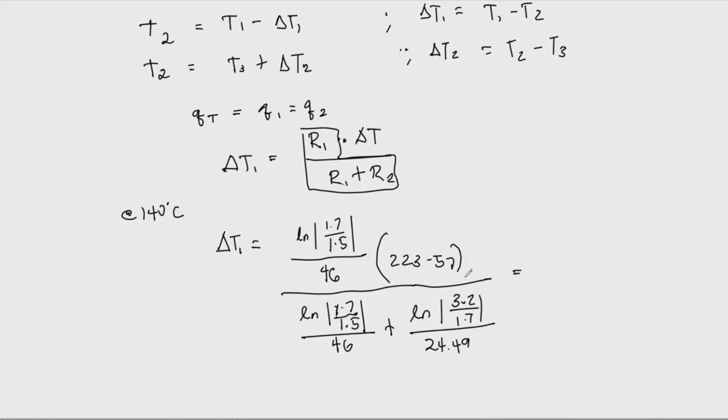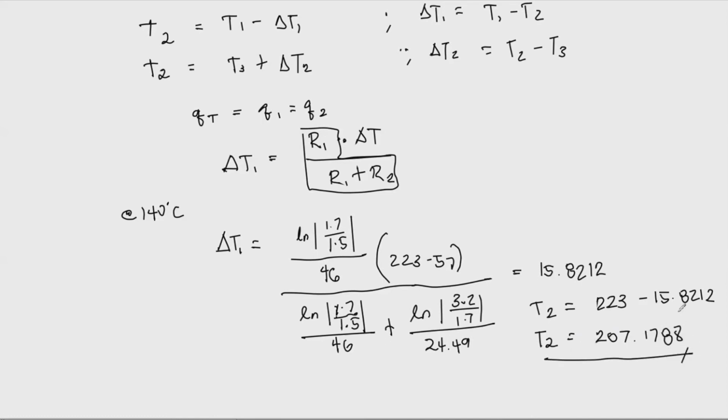So the change in temperature is 15.8212 for temperature at 140 degrees Celsius. In this case, if you wanted to find T2, then T2 is equal to the first temperature, which is 223, then subtracted with 15.8212. Then therefore, T2 is equal to 207.1788. So that is our value for T2.